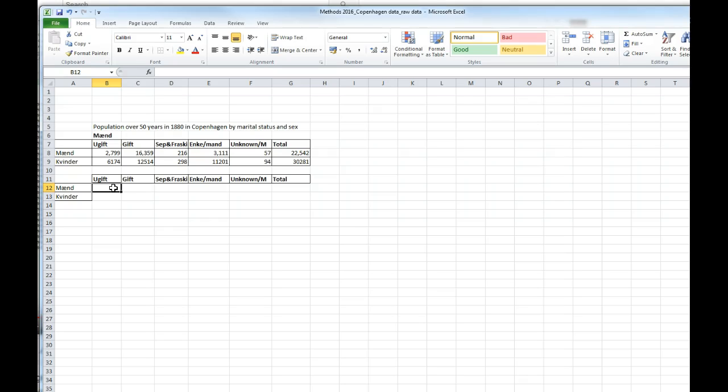So what we do is just make a small function. We say equal, and then we say, okay, we want to know the percentage of single men, then we divide by the total of men. Okay, we get this 0.12, which is not what we want. We want it expressed in percentages, so we just multiply by 100, and then, okay, 12% of men over 50 years in 1880 were still single, so they had never been married.